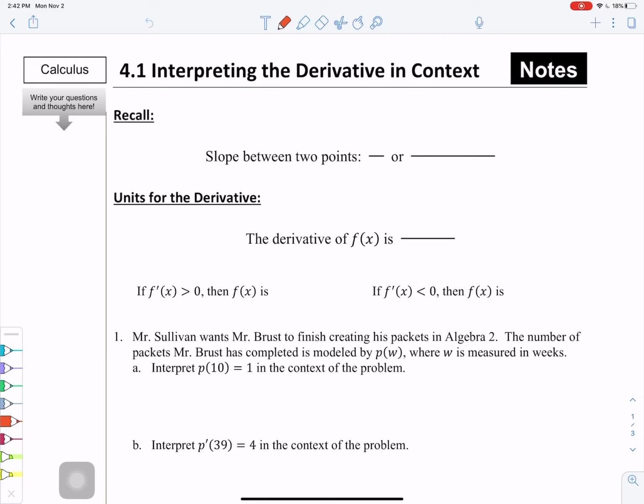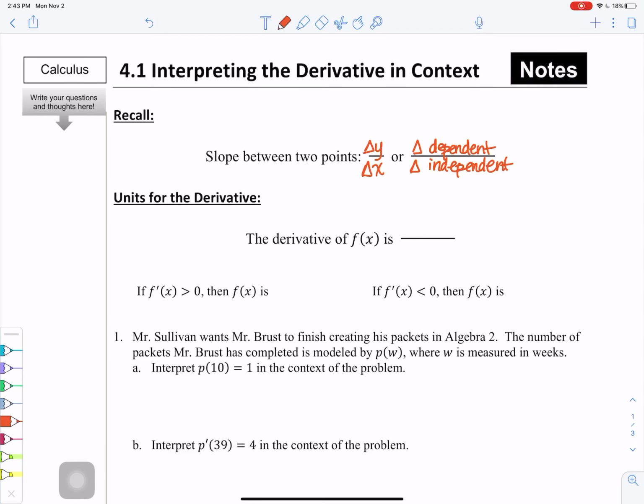This is topic 4.1, interpreting the derivative in context. So basically, we'll recall the concept of slope. And the slope between 2 points we've learned is the change in y over the change in x. Or try to think about this, the change in the dependent variable divided by the change in the independent variable.